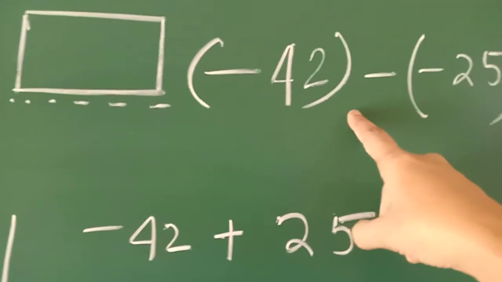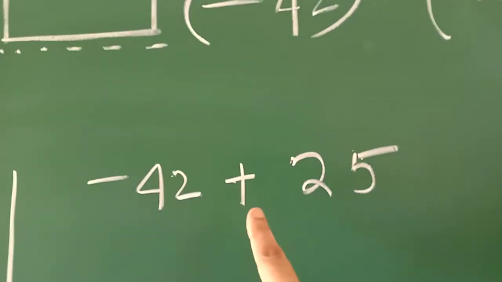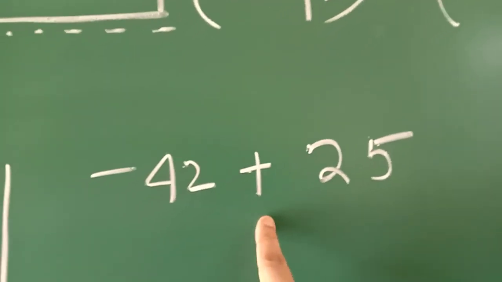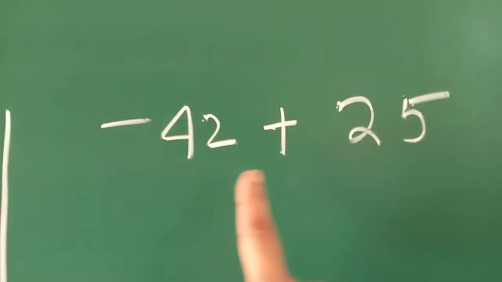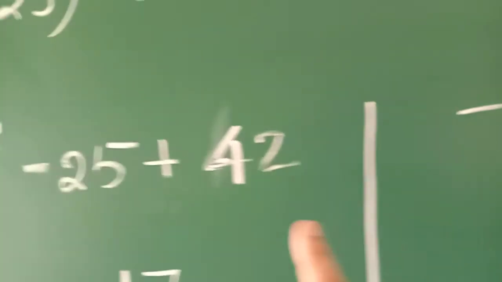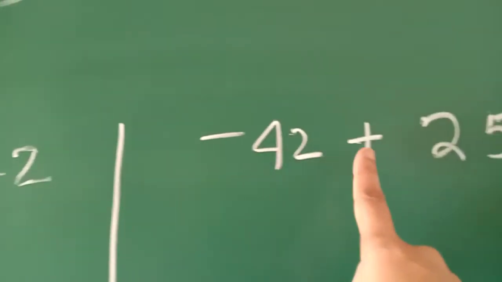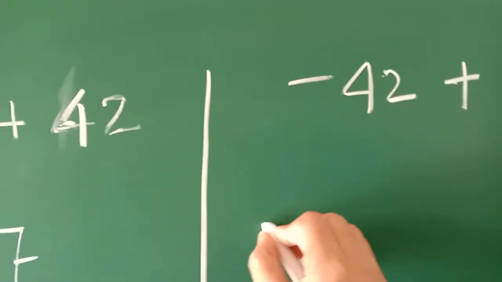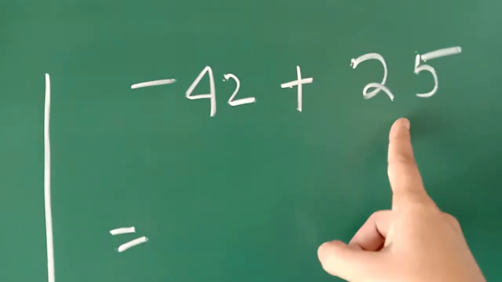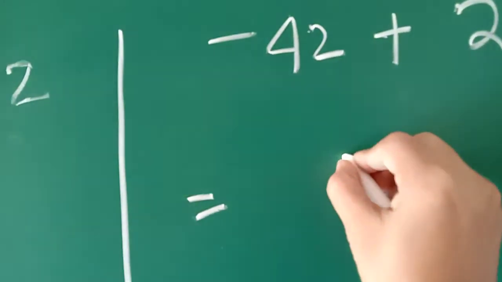When you are subtracting a negative integer, actually you are adding a positive integer. Now the same thing, 42 and 25. Here also 42 and 25. They also have different signs. But when you are subtracting these two, you are getting 17.